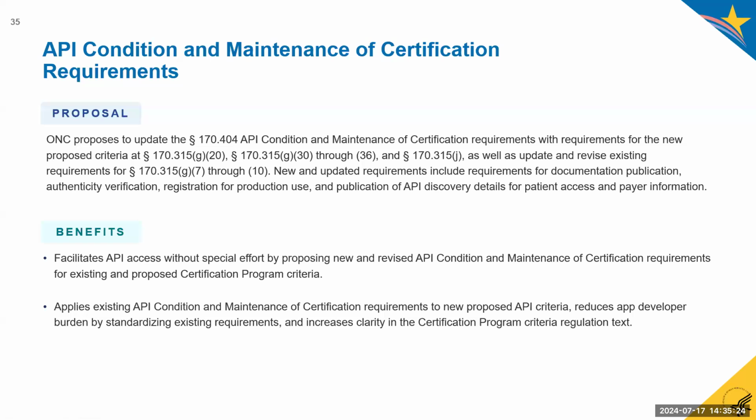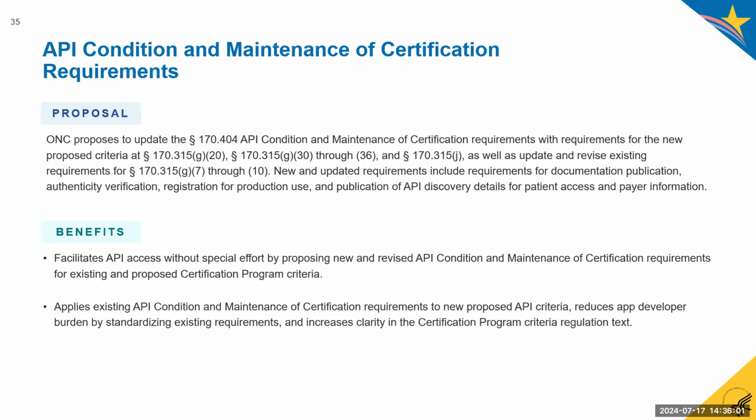The proposals in HTI-2 really fall into two buckets as it relates to the API condition and maintenance of certification requirement. The first set of proposals is really aligned with the new structure proposed for G10. So we're moving some existing documentation requirements that currently exist in the criterion at G10 to the API conditions and maintenance of certification requirements in 170.404.